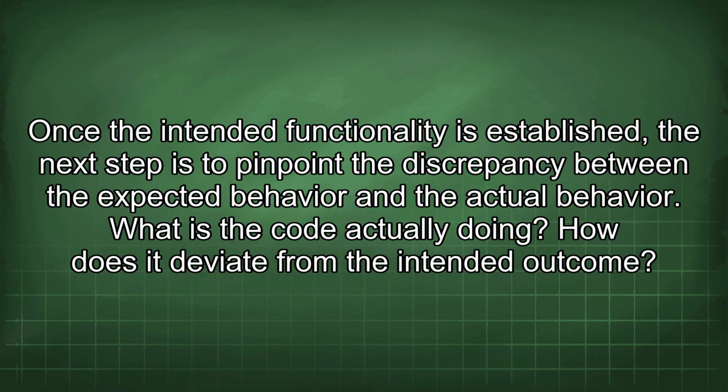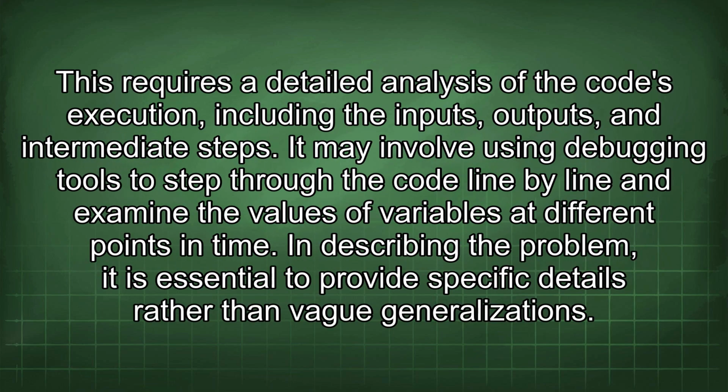Once the intended functionality is established, the next step is to pinpoint the discrepancy between the expected behavior and the actual behavior. What is the code actually doing? How does it deviate from the intended outcome? This requires a detailed analysis of the code's execution, including the inputs, outputs, and intermediate steps. It may involve using debugging tools to step through the code line by line and examine the values of variables at different points in time.